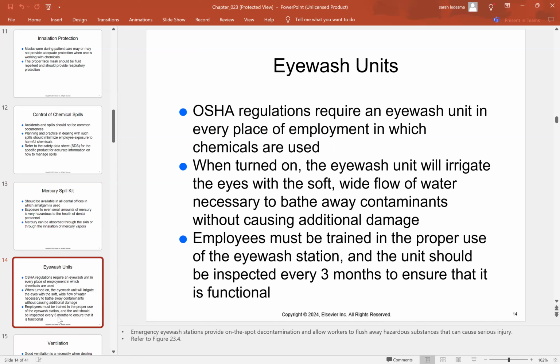OSHA regulations require an eye wash unit in every place of employment in which chemicals are used. When turned on, the eye wash unit will irrigate the eyes with a soft, wide flow of water necessary to bathe away contaminants. Employees must be trained in the proper use of the eye wash station, and the unit should be inspected every 3 months to ensure that it's functional.